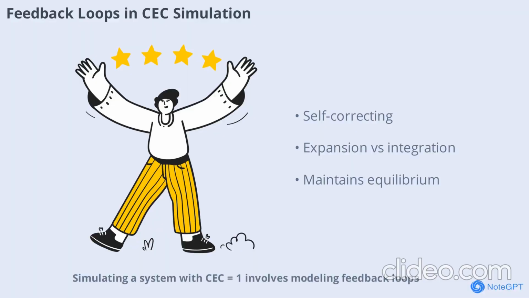Simulating a system with CEC = 1 involves modeling feedback loops. If expansive forces grow too large, integrative forces increase to absorb the excess, and vice versa. This self-correcting mechanism ensures that the system never strays too far from equilibrium. Feedback loops are central to maintaining balance, whether in nature, society, or the cosmos.